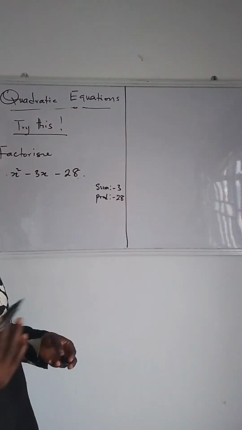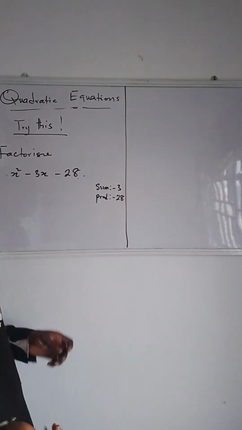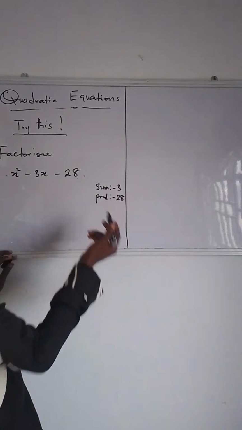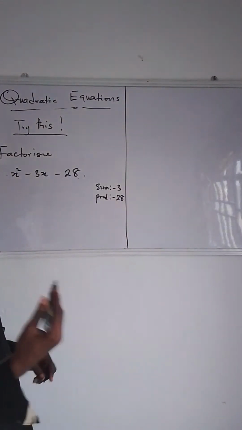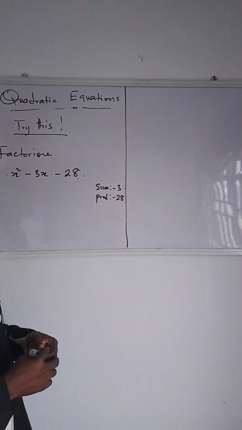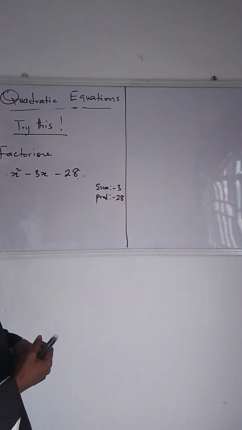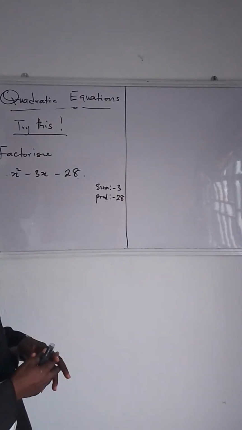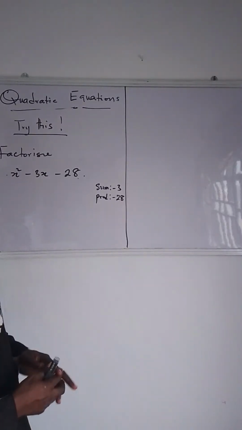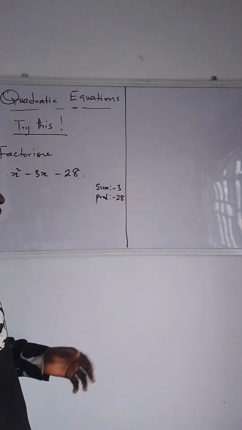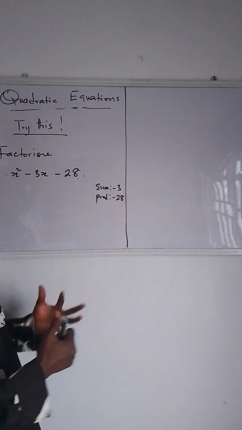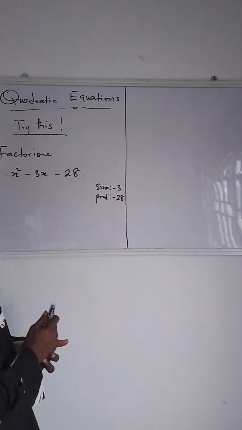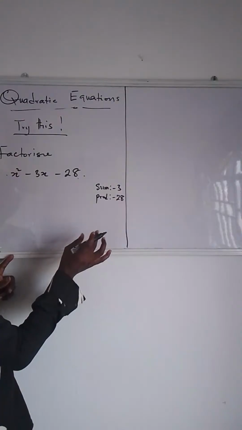So you can look for the negative factors of 28. So we can see, I think 1 is a factor, 2 is also a factor, 4 is a factor, 7 is a factor, and 14 is a factor, 28 is also a factor. So now let's see. Now you begin to look at it. Among all those factors, which one are you going to pair up?